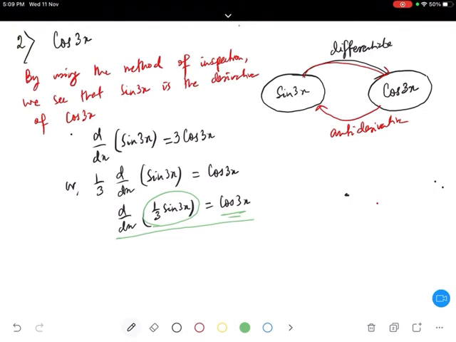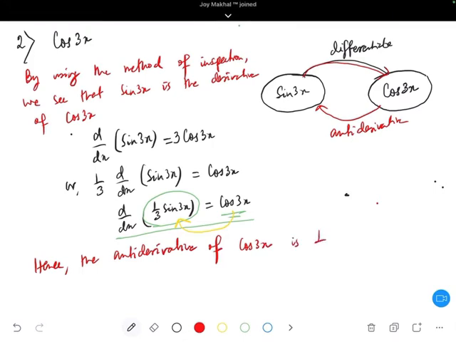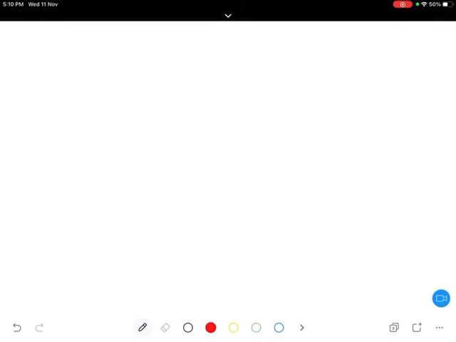So now we will go in the backward direction. The antiderivative of cos 3x is what? 1/3 sine 3x. So I will say that hence the antiderivative of cos 3x is 1/3 sine 3x. So this is how we find the antiderivative. Am I clear? So let me do question number 4 now.